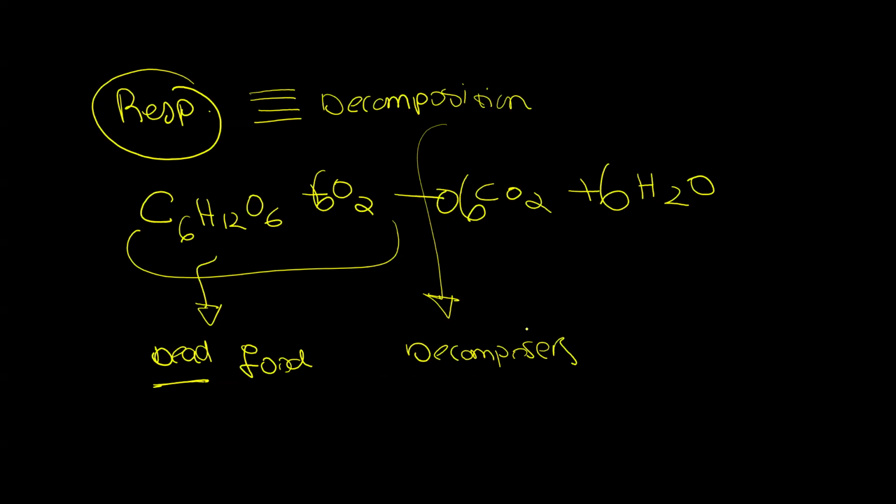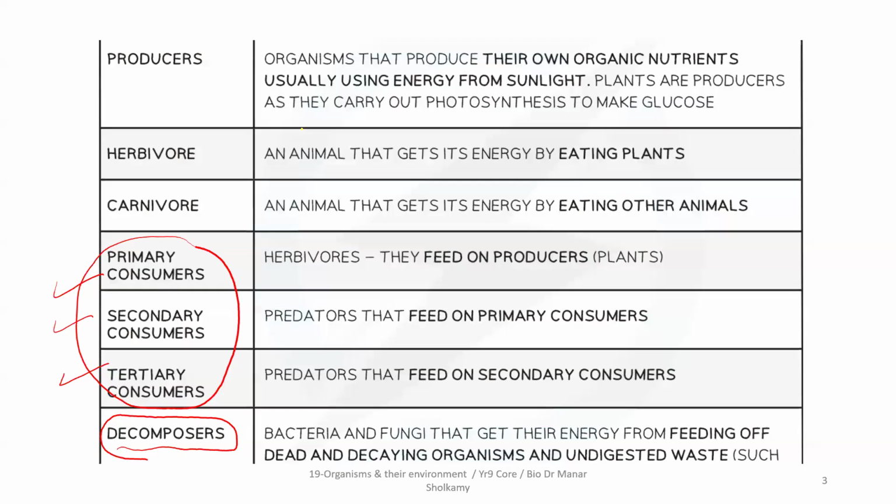How do they feed? They feed by respiration. Exactly, they break down the food like we break down the food. The only difference is the nature of the food. The food that is broken down is dead food. So respiration has the same equation as decomposition. So these terms, I think they're very easy, primary and secondary and tertiary consumers. We will discuss them when we talk about the food chain.